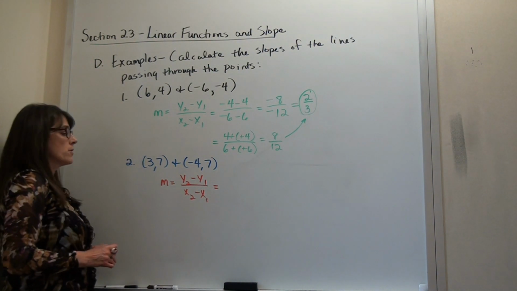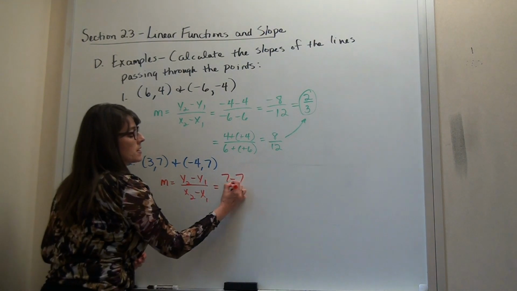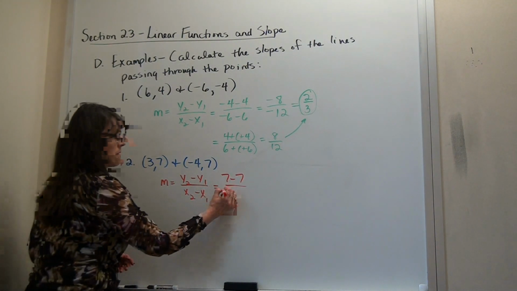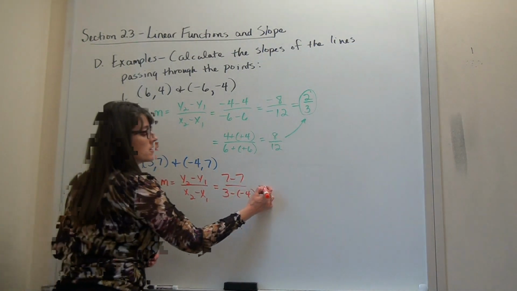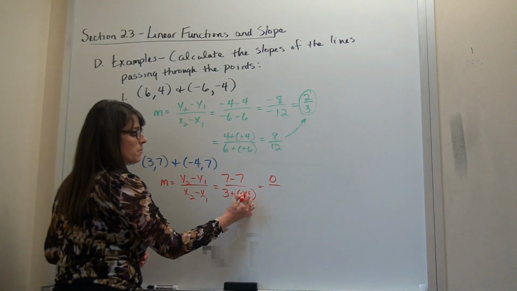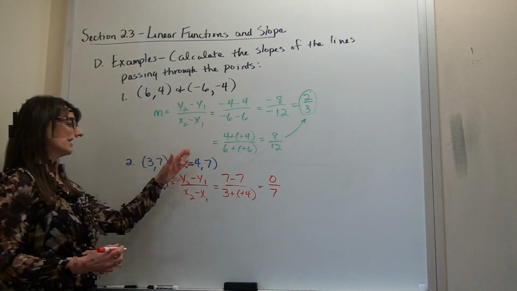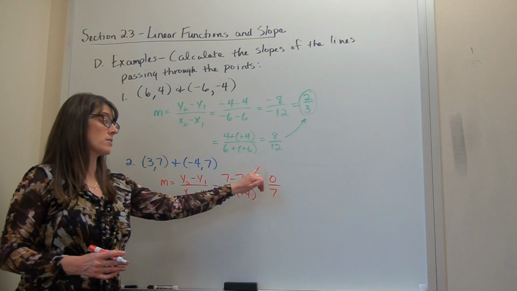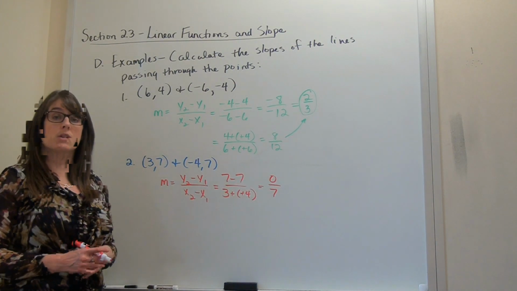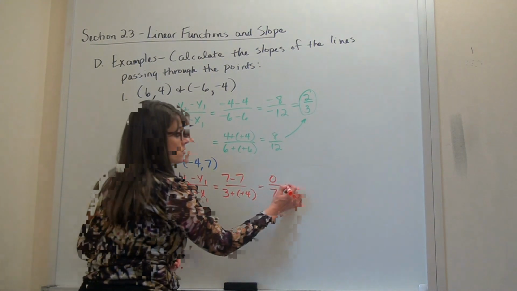So I'm going to subtract my y's on the numerator. Now notice that 7 minus 7 is the same thing, so it really doesn't matter the order that I do that. And I'll subtract my x's on the denominator. Even if I would have done -4 minus 3, I would have got a -7 in the denominator, but it kind of doesn't matter because I have 0 in the numerator. And when 0 is in the numerator, your answer is 0.